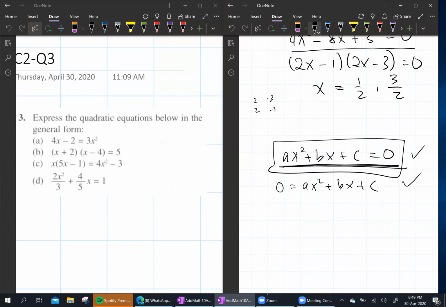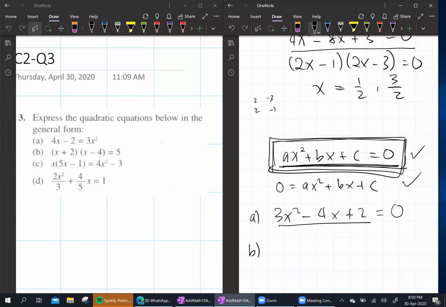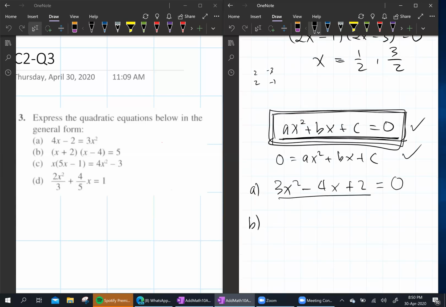The first answer is 3x squared minus 4x plus 2. Is this the final answer or not? You must put equal to 0, because the format is like this. If you give only like this, then you don't have the correct answer. Okay. Part B, wait.